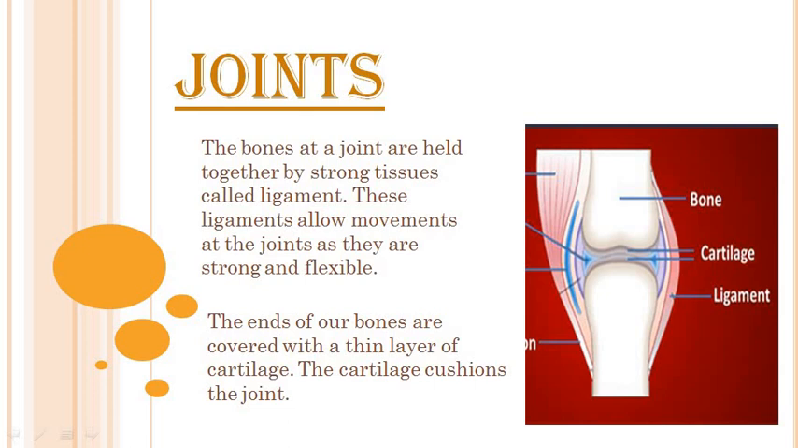Next, children, you know the ends of our bones are covered with a thin layer of cartilage. And what is cartilage? Cartilage is also a type of special tissue which is not as hard and rigid as bone, but it is stiffer and less flexible than muscles. The ends of the bones are covered with cartilage so that it acts like a cushion, so that our bones do not rub on each other. You know this cartilage is also found in our nose and ear. Our nose and ear are not made up of bone, they are made up of cartilage.